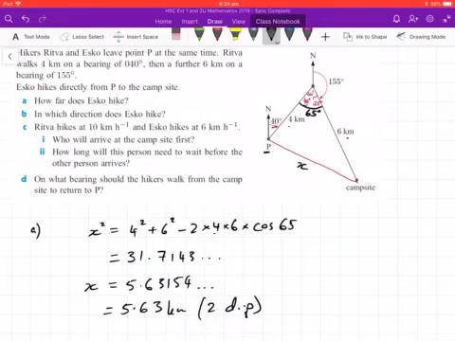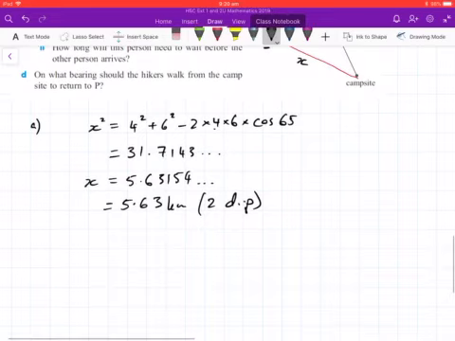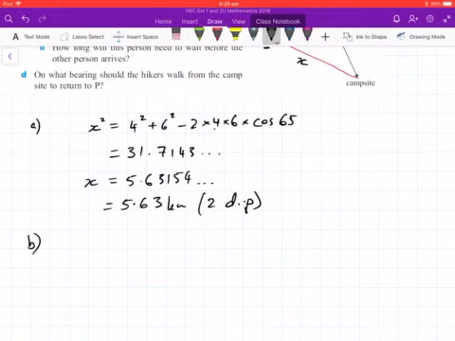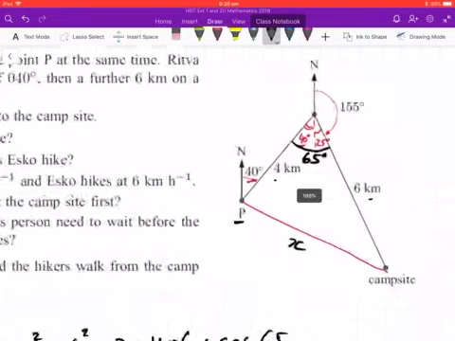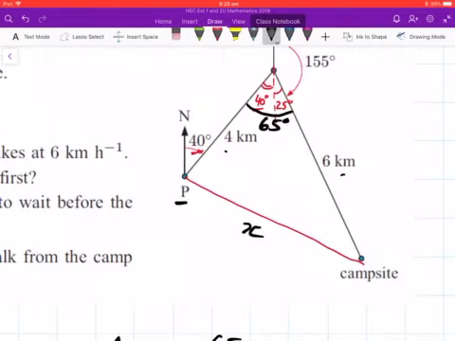Okay, now in which direction does Esko hike? This is question B. So what we want to do is find the bearing. The bearing is going to be, I'll do that in pink. Esko hikes in this direction. So he's walking there, so we need to find this angle that I just put in pink. We know that that's 40. So I need to then find this angle. How am I going to do that?